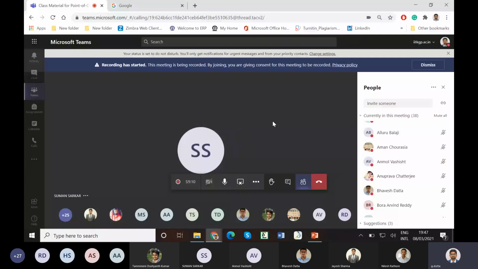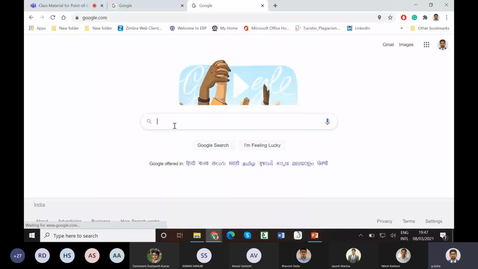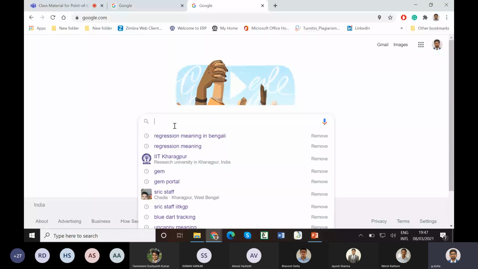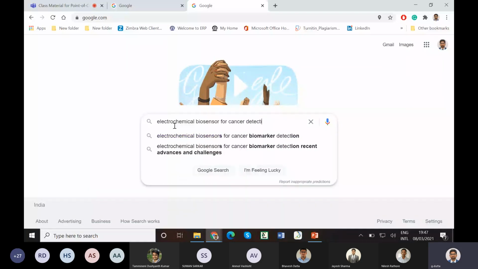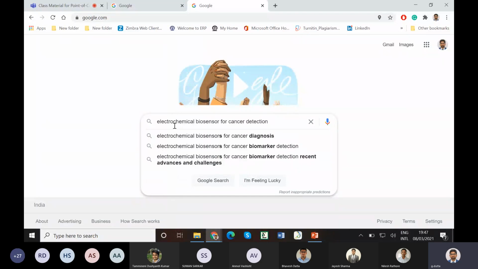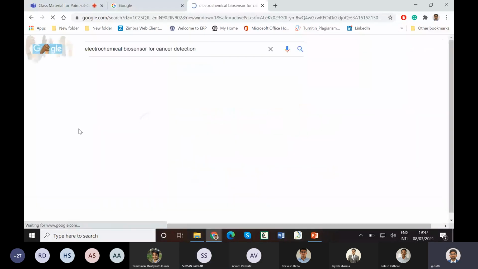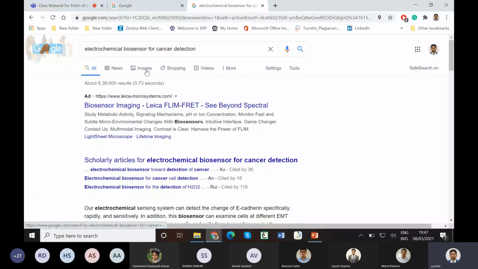See, while you search, one thing. I will show you. Just go to Google. I'm sharing my screen. Then search electrochemical biosensor for cancer detection. Okay, can you see? Yes, sir. So just click it. Then go to images here.